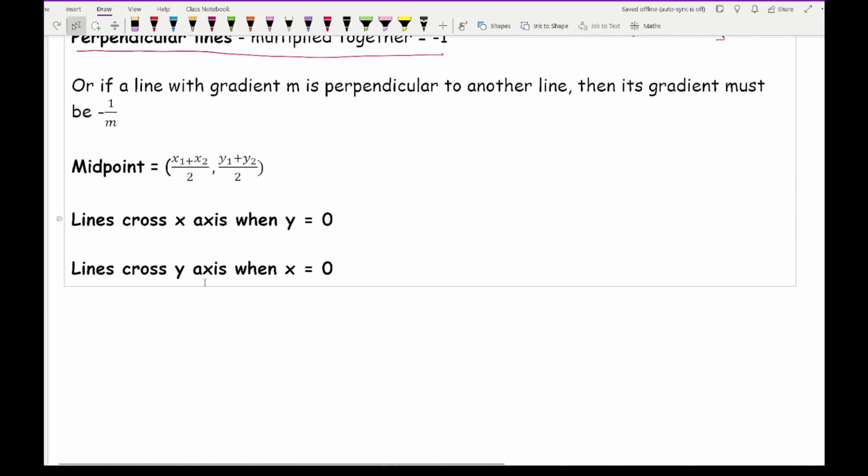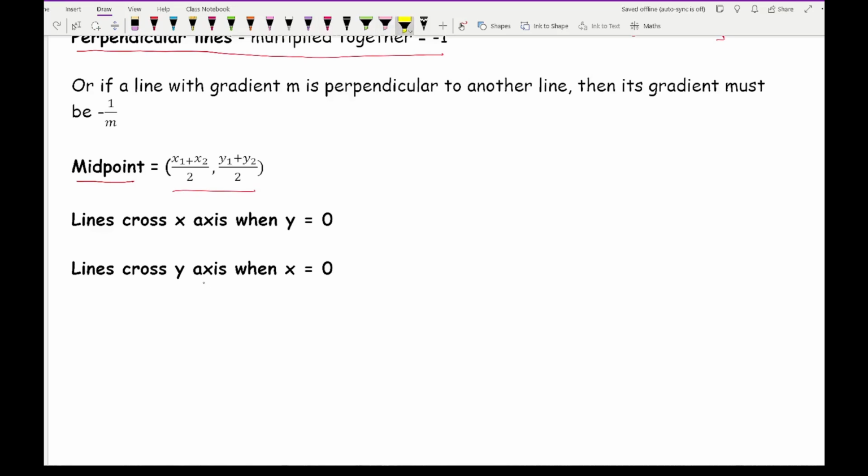Another key formula for you to remember when it comes to these questions is the formula to work out the midpoint between two coordinates. To work out the midpoint, all you need to do is add the x ordinates together, divide by 2, and then add the y ordinates, divide by 2, and you will have the midpoint between those two coordinates.